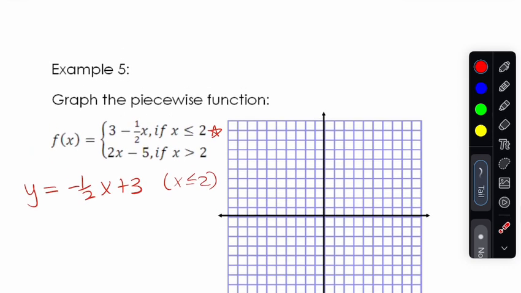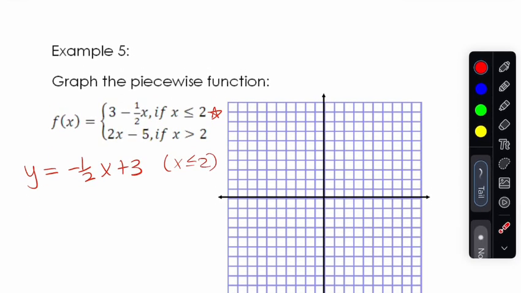Sorry. I don't know how to get this to move. It doesn't move when I want it to.